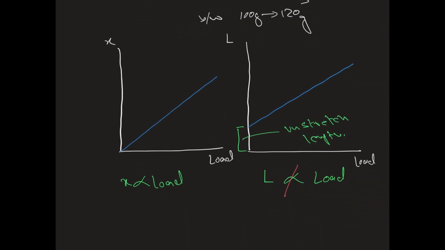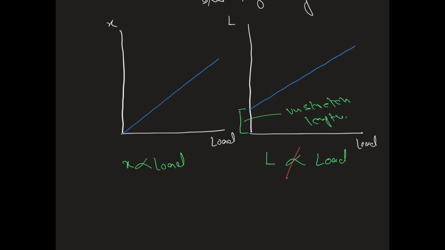And the last thing, that extension and load are proportional, the graph would be a straight line, but length and load may not be directly proportional, because at zero load there must be some length, and this length is called unstretched length. Okay, this is the last point.